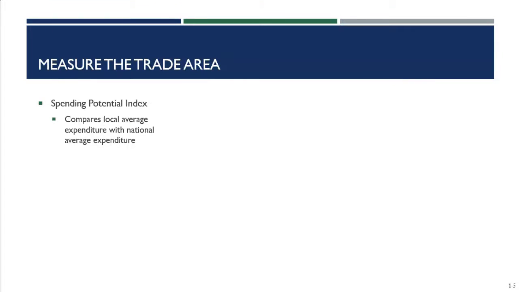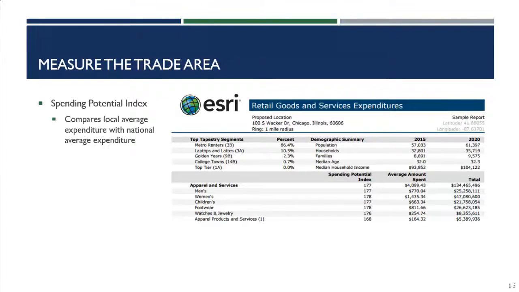Another way to measure the trade area is to look at the Spending Potential Index, the SPI. The SPI compares the local average expenditure with national average expenditures in a by product or by service measure. Let's take a look at this, and this is just a very sample report. But we can see on here the tapestry segments for that area. It gives us a demographic summary of the area, and it tells us what they're spending.